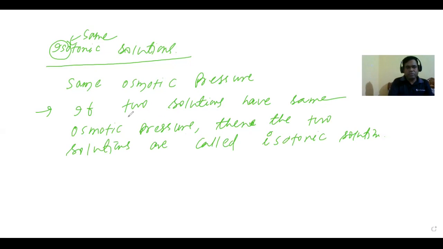So isotonic solution means both solutions have same osmotic pressure. Two solutions are said to be isotonic solutions if they have same osmotic pressures. Okay. How to solve problem?